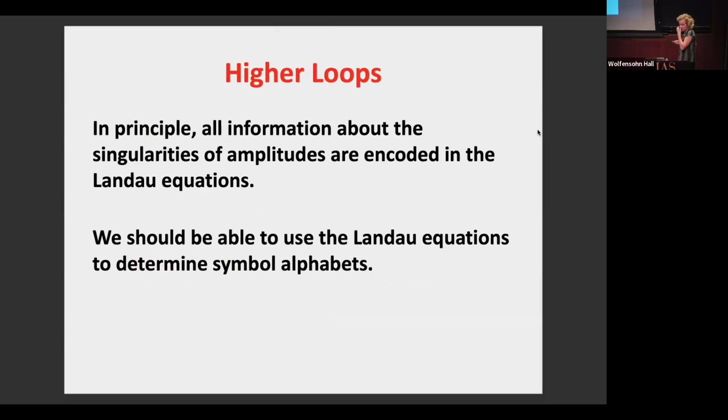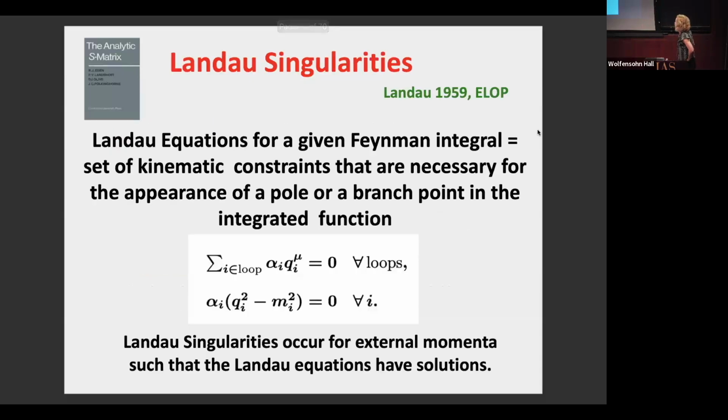Okay, so let me just tell you about how we can, in principle, prove this. We want to prove that at 6 and 7 points, nothing is missing. All we have is those letters. Well, from physics, we know that all the information about the singularities of amplitudes is encoded in Landau equations. And we should be able to just use Landau equations to determine the symbol alphabet. And hopefully this is familiar. There's been some revival of this old work. So given a Feynman integral, there are certain equations you can write for it called Landau equations. You solve them, and then you get the solution, which describes the singularities.